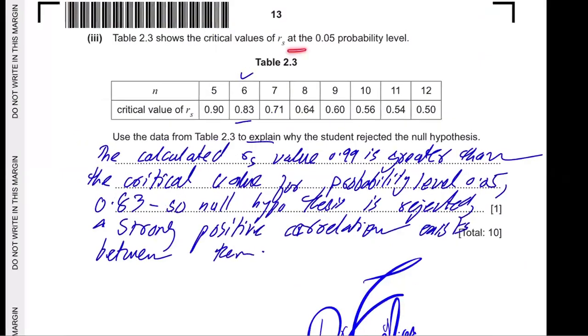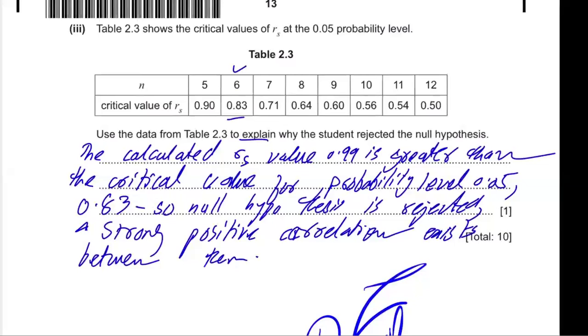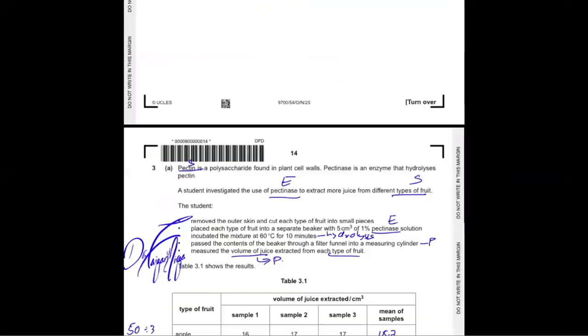This shows the critical values at 0.05 probability. So for n equals 6, it is 0.83. So we know our rs value is 0.99, which is greater than 0.83. So this means that the null hypothesis is rejected. A strong positive correlation exists between them.